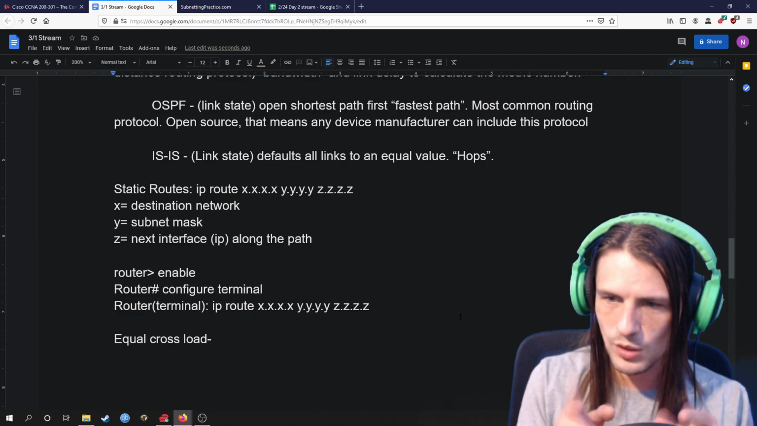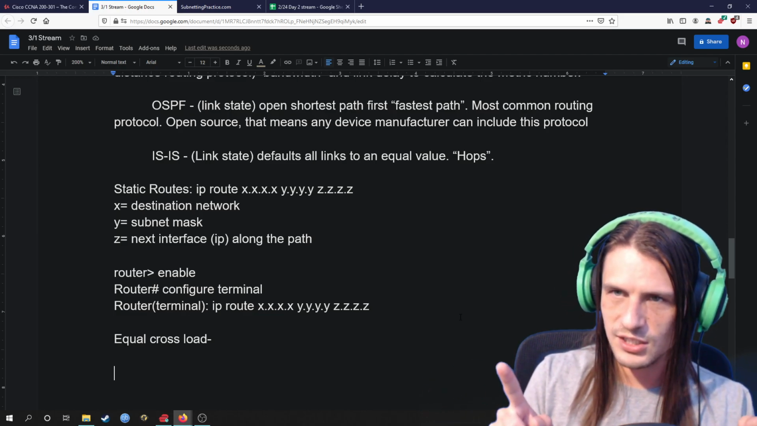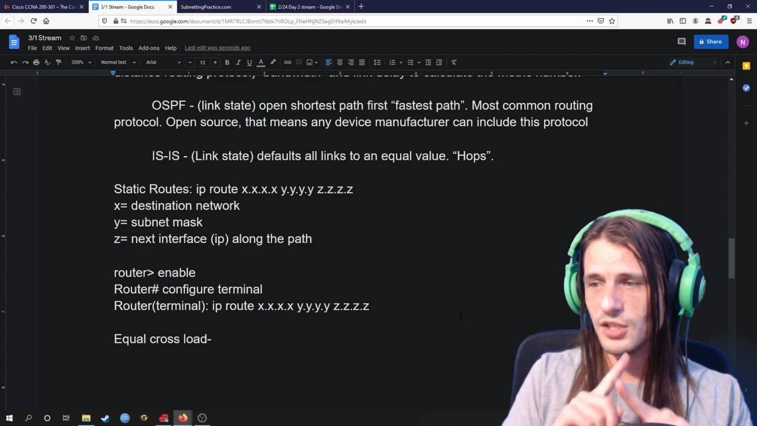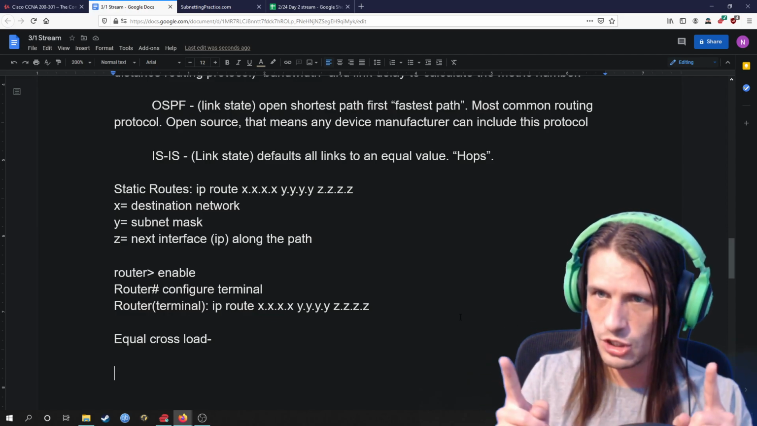It's not going to take one application's data and split it over both lines, because that's going to lead to issues when it gets there: putting it back together in sequence, making sure that the checksums are in order, making sure that none of the information got corrupt. That's adding too much into it.